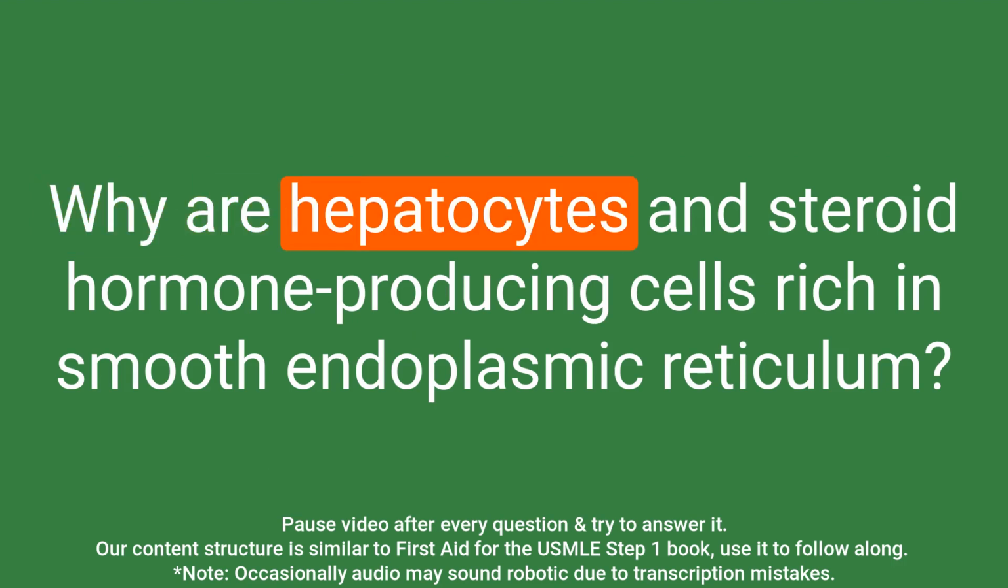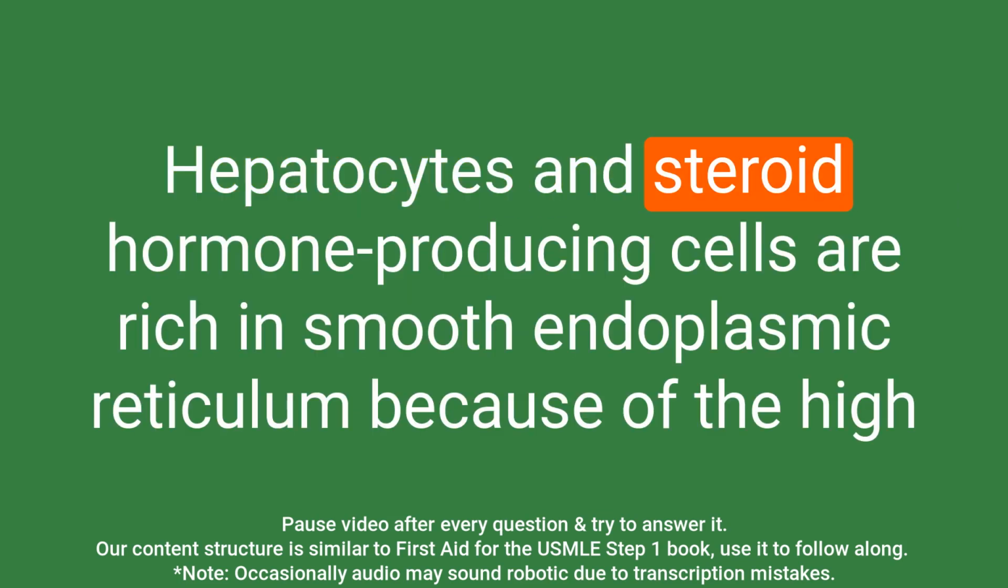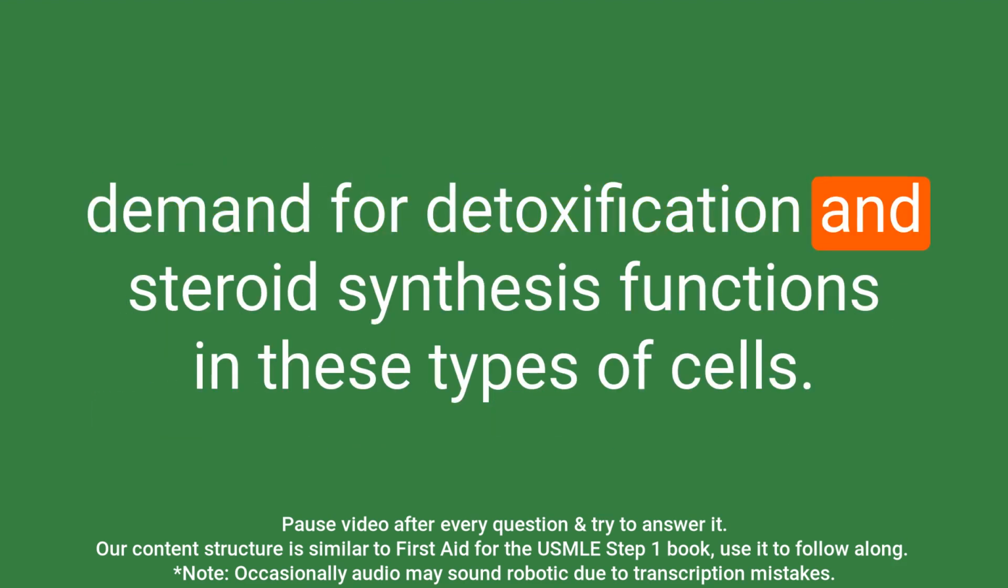Question: Why are hepatocytes and steroid hormone-producing cells rich in smooth endoplasmic reticulum? Answer: Hepatocytes and steroid hormone-producing cells are rich in smooth endoplasmic reticulum because of the high demand for detoxification and steroid synthesis functions in these types of cells.